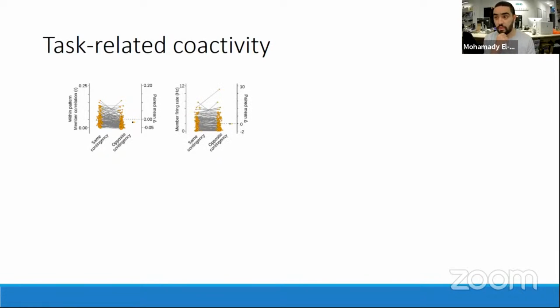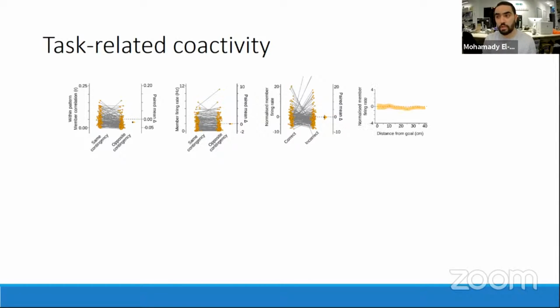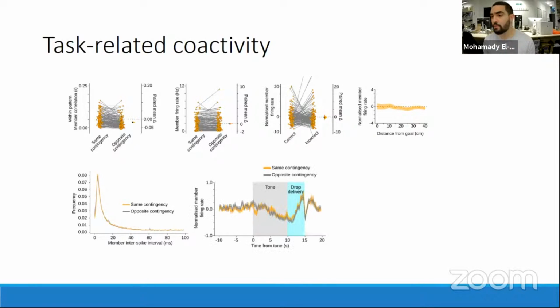And first of all, we looked at their firing rate across contingencies, and that's not different. We also looked at their firing rate at the correct and incorrect location, so the sucrose versus quinine, and that's not different either. There's no relationship between their firing rate and distance from the goal. But also, even when we look at the single neuron temporal properties, so for example, the interspike interval distribution across contingencies, that's not different either. And the temporal tuning to the actual trial stages themselves, so the onset of the tone, the onset of drop delivery, is not different across contingencies.